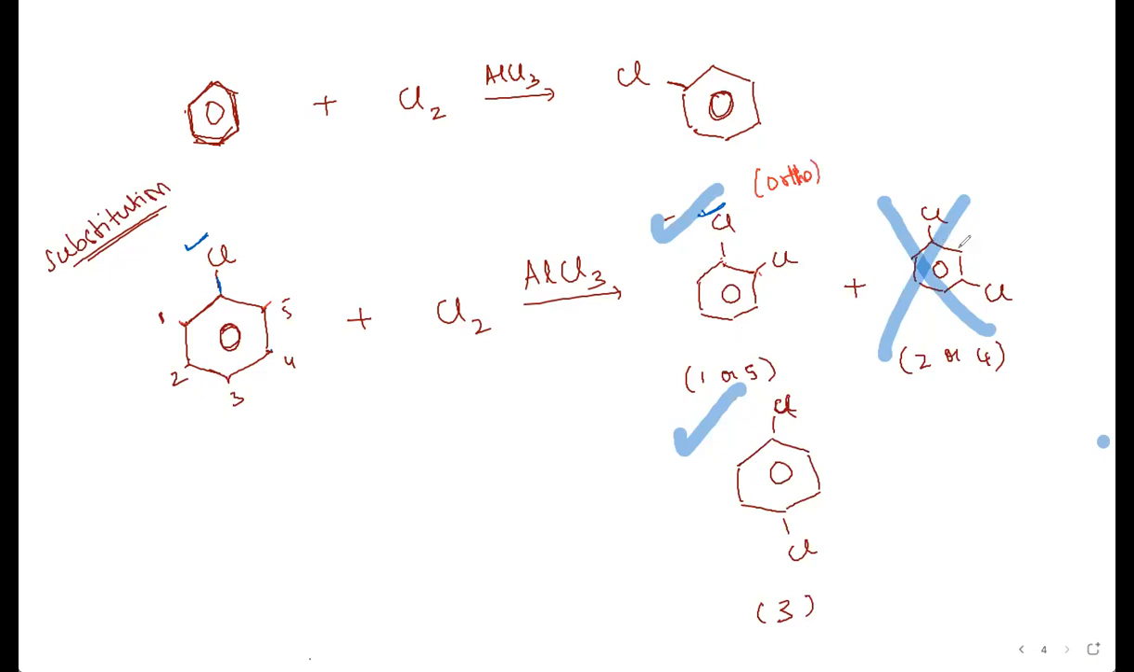If it is 2, 4, basically 1, 3 or 1, 5, this is meta. And when it's 1, 4, straight, directly on the opposite side, this is called a para isomer. So when it's on an adjacent carbon, it's called an ortho isomer. When it is one removed, it is called the meta isomer, and when it's directly opposite, this is called para isomer.